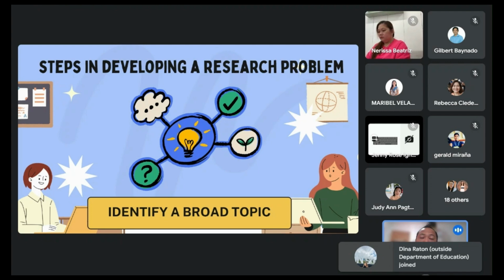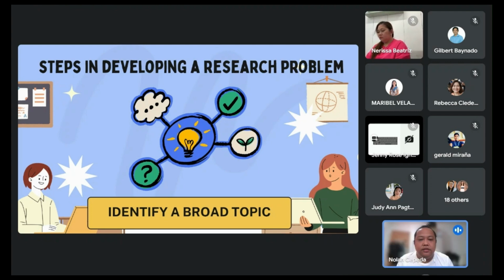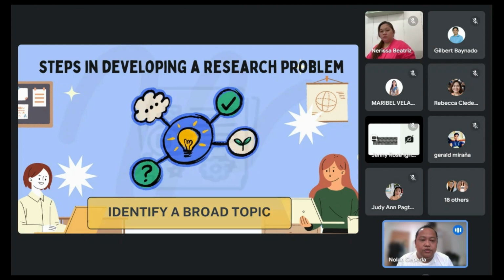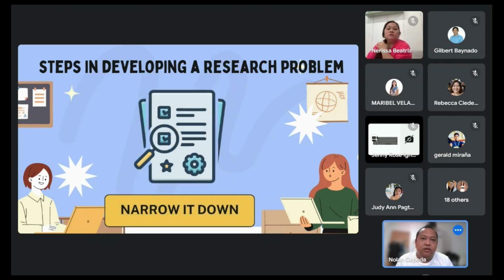We need to identify general problems, in other words, before we proceed to the next step, which is narrowing it down. So, in our previous example, the teaching strategies, we can list down the possible teaching strategies that we want to test out in a certain group of students or set of learners to determine which is far more effective depending on the type of learners, so something like that.